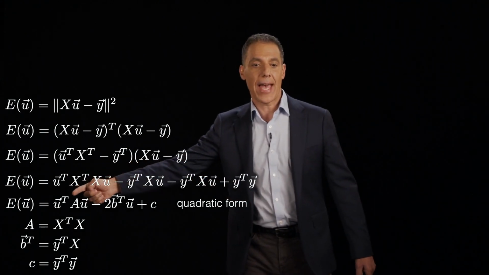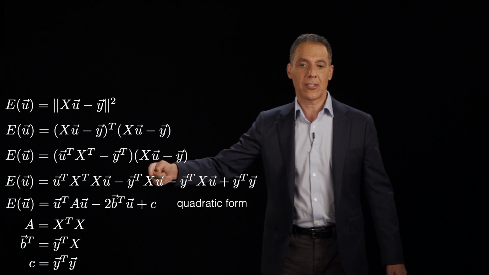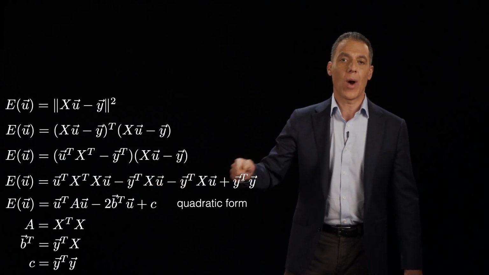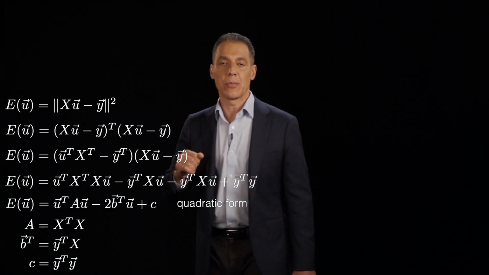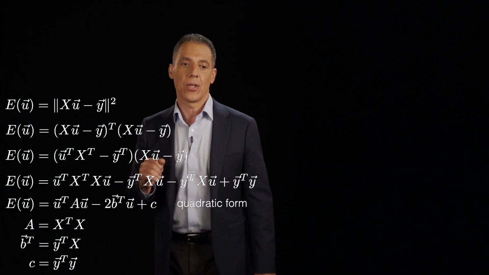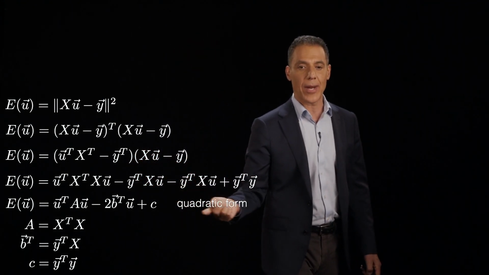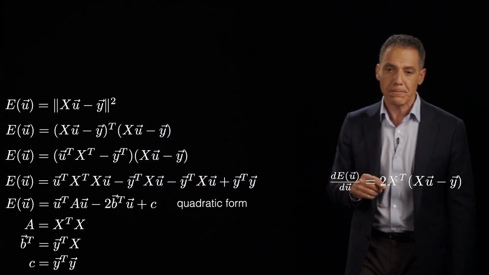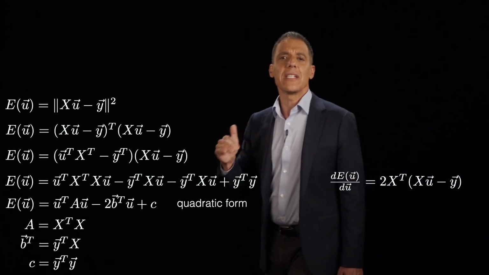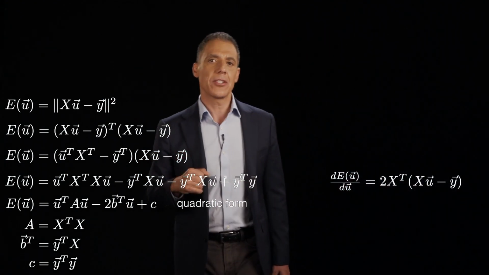A depends on the X matrix, B depends on the X matrix, and C, of course, depends on that Y vector that we derived when we were doing least squares and weighted least squares. So this is my quadratic form that I need. Now, what is the intuition for doing iterative least squares?